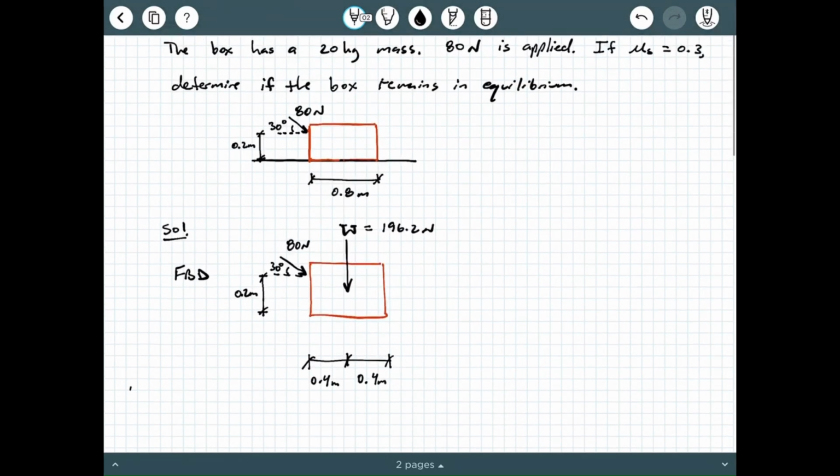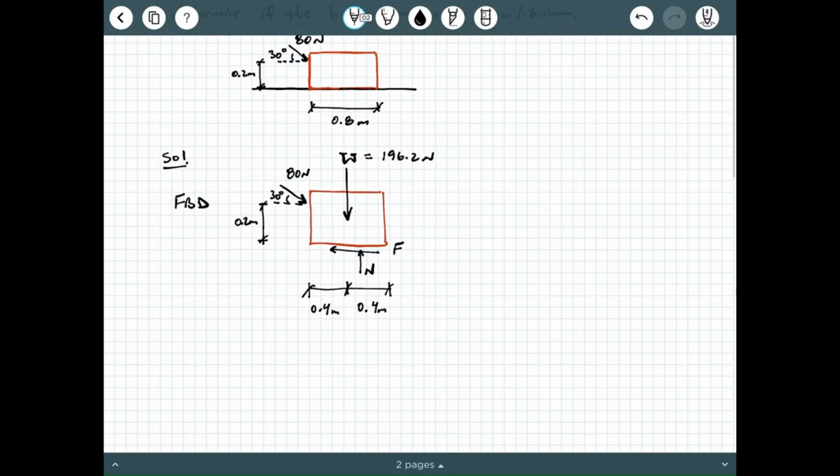The next thing we're going to draw on here are the two forces that develop at the bottom surface of the box. So the first force that develops is going to be a normal force. And then the second force that's going to develop is a friction force. So we're going to call that F. How about we just call it F for now? We'll reserve F sub S for something else in a minute. So we're going to call that friction force F and normal force N.